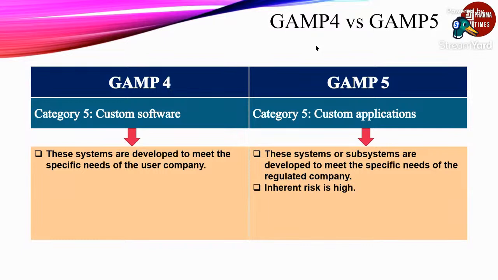And category 5, the custom built application, is built for a particular company, or we can say it's developed by IT, or internal IT. So these software come into this category, custom application. It is an internally or externally developed IT application, or internally or externally developed process control application, which comes into category 5, custom applications.